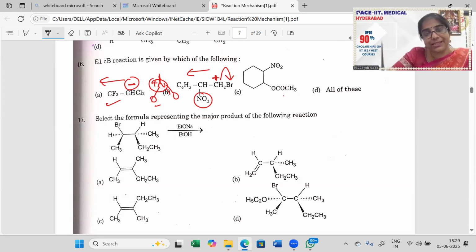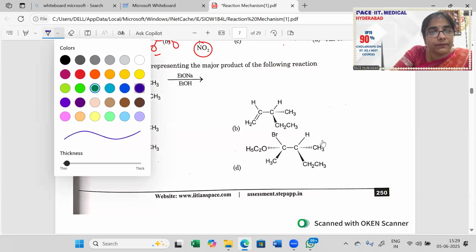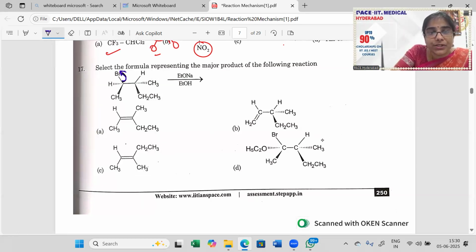Next, moving on, state the formula representing the major product of the following reactions. EtONa, ethoxide, with a hydroxide group, both are there. So what is happening there in your question number 17? Bromine. First remove your bromine from this position, Br. Let me use another pen. Bromine takes out the electron, so this carbon gets a positive charge. Once positive, the other carbon should be helping it. So this is the carbon which will try to help.